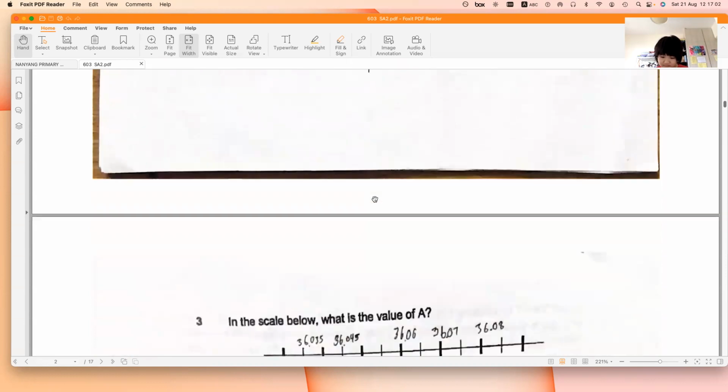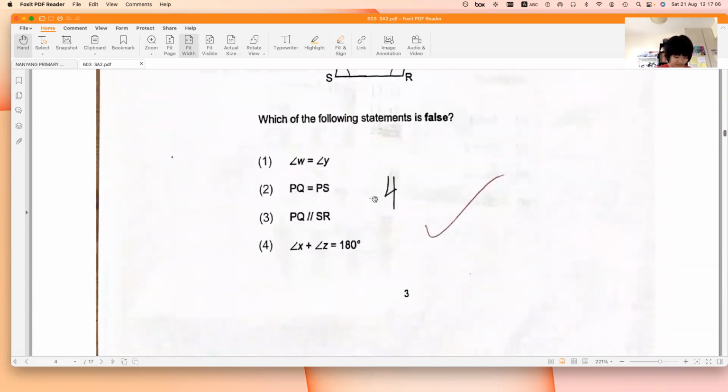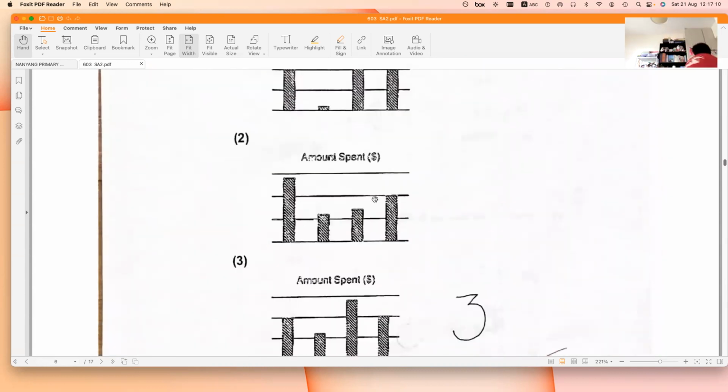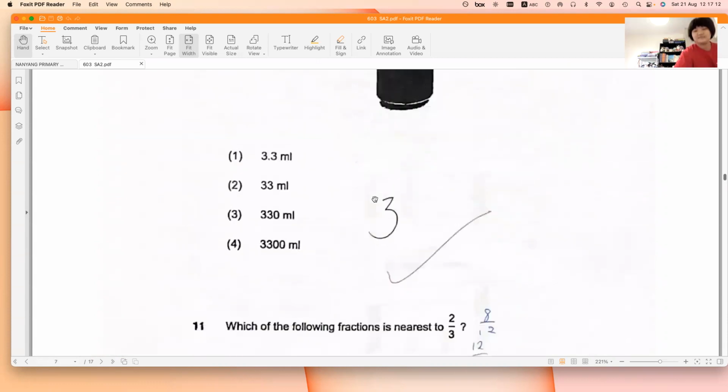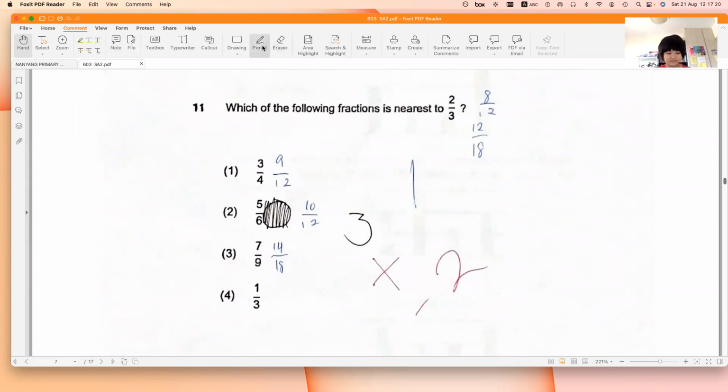Let's look at your set of paper first. Okay, the MCQs. So far so good. What's wrong with this? It just says which of the following fractions is nearest. This is the kind of question I want to highlight to all students. Over here, what you have is nearest to 2/3, right?